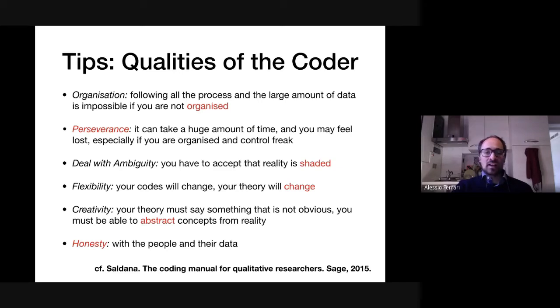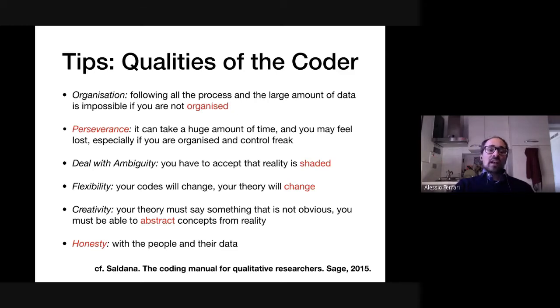So if you're very organized, the data, of course, are not in themselves organized, and they always show something that you didn't consider in your theory. You have to deal with that, and you have to deal with ambiguity, as it's written there. You have to accept that reality is shaded. What you find there will not match fully what your theory says and what you have in mind. So you have to be flexible, because you may need to reorganize your codes and change your theory, because the data that you collect may say the opposite of what you found up to that moment.